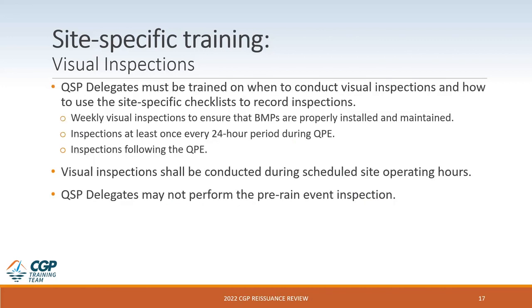The QSP delegate must be trained on when to conduct these inspections, the weekly inspections, the once every 24 hours during inspections, and inspections following a QPE. They cannot conduct inspections that are required by someone else. So the QSP is specifically required to perform the pre-rain event inspections. Therefore, a QSP delegate cannot perform those, and the delegate must know that. They also cannot perform any of the required QSD inspections. And additionally, the QSP is required to perform at least one inspection monthly, and they could not substitute themselves in for that one monthly inspection that the QSP is required to do themselves.